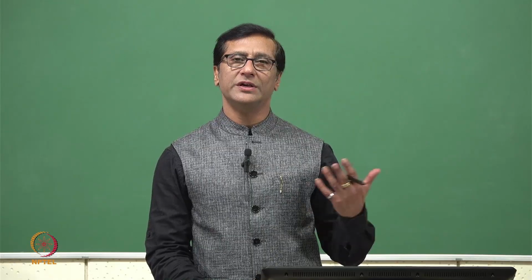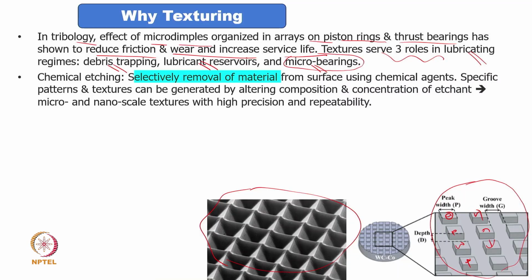So one bearing may have a number of bearings, one gear tooth may have 100 bearings. So they are at the nano level or the micron level, they work in a slightly different manner, and they have a load carrying capacity also. Coming to chemical etching, what we do is selectively remove the material.